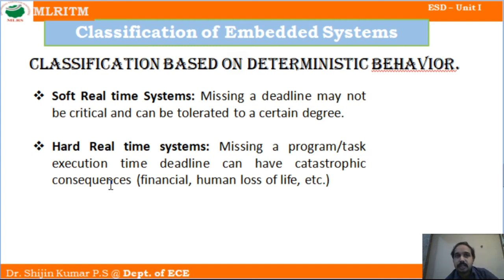As I told you in the case of oxygen supply and oximeter, they are connected together, and if the oxygen is not supplied, human life will be lost. That thing also can happen. So these are some examples of hard real-time systems. Missing a deadline, or if the task or program is not executed, catastrophic consequences will occur. So this is the classification based on deterministic behavior.